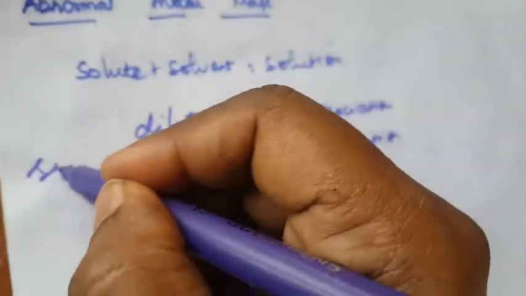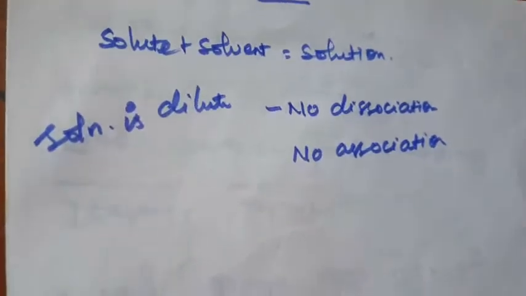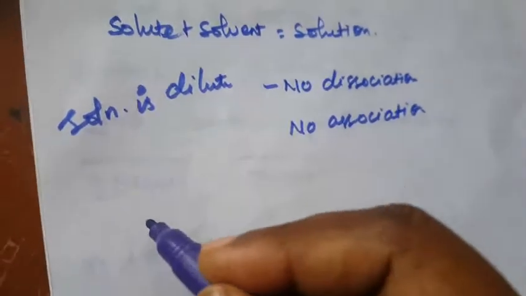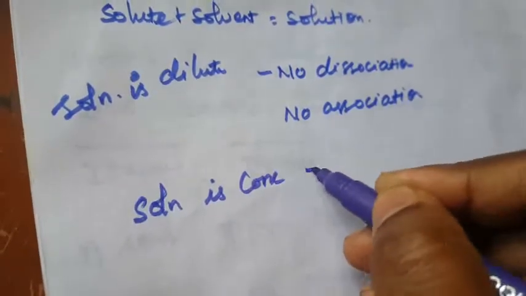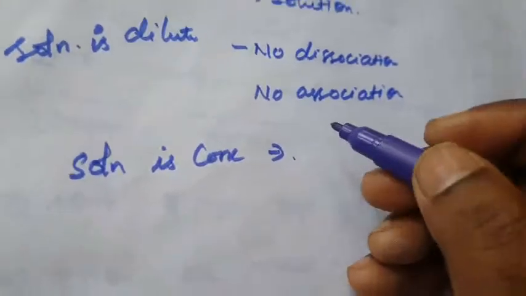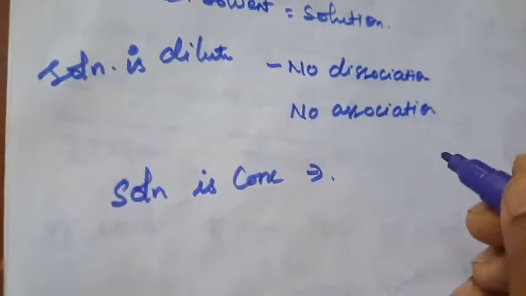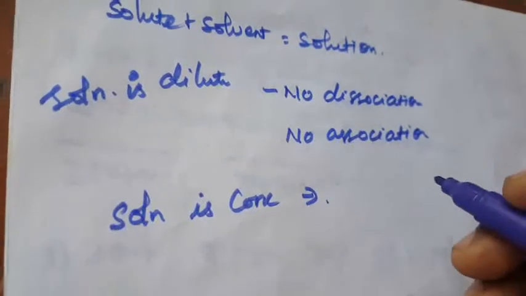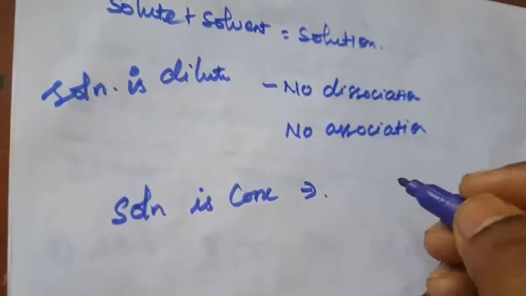The solution is dilute, with no dissociation and no association. The same thing, the solution is concentrated, highly concentrated. What will happen? The interaction between the solute and the solvent will be more, so it is reflected in the measured colligative properties. The total number of particles present in the solution hence affects the result in the measured colligative properties.